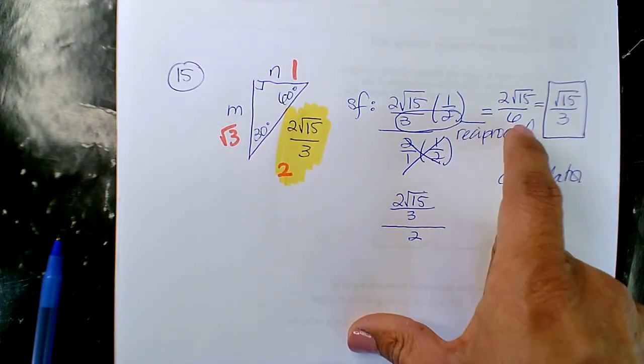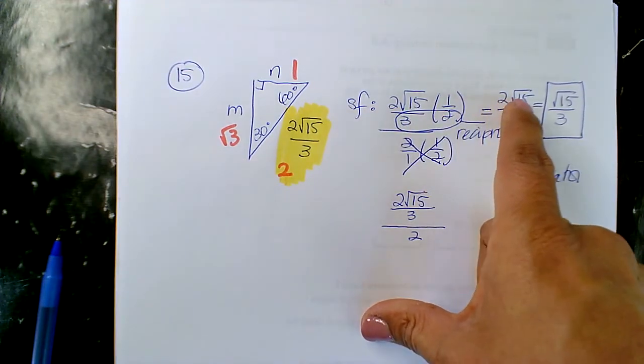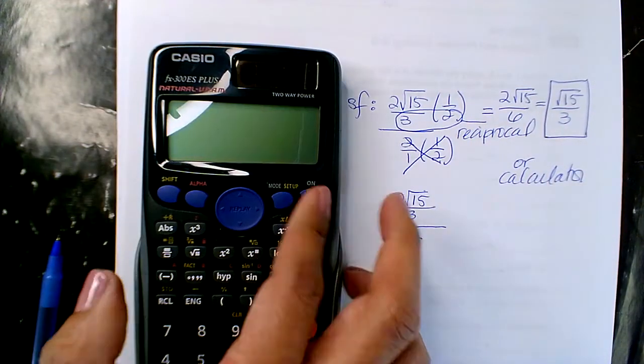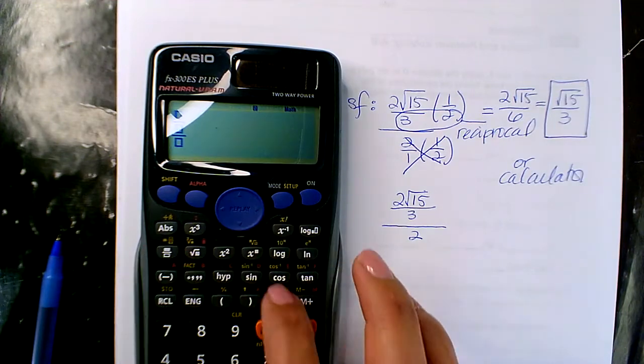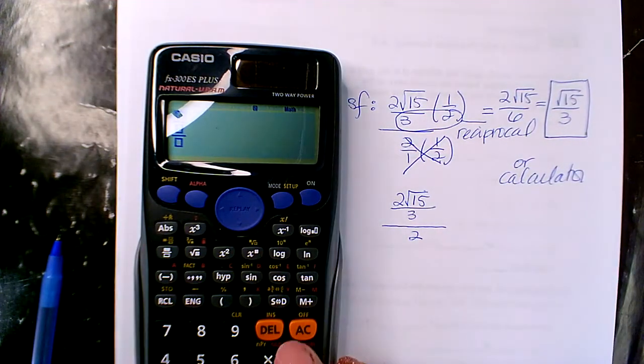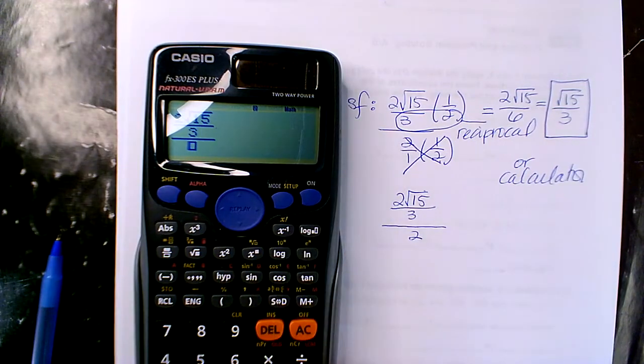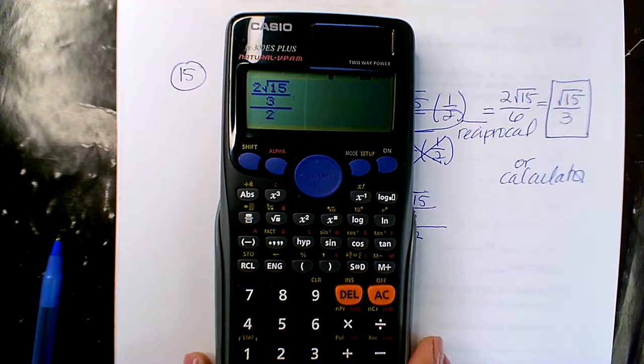So 3 times 2 is 6. 2 rad 15, and then 2 goes into 6 3 times. Or go to the calculator and straight set it up. So 2 rad 15, down 3, down 2. Oh, you can't see.